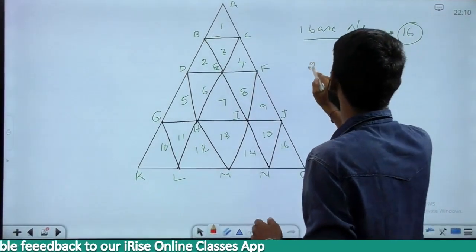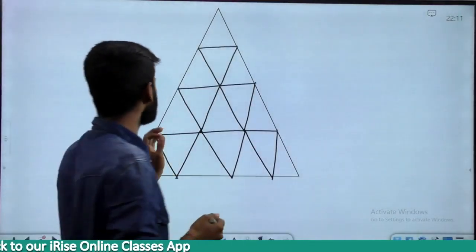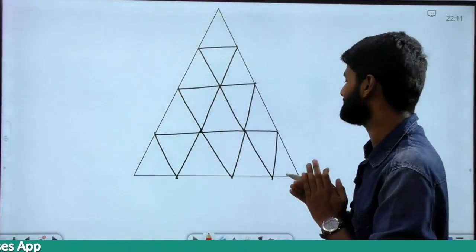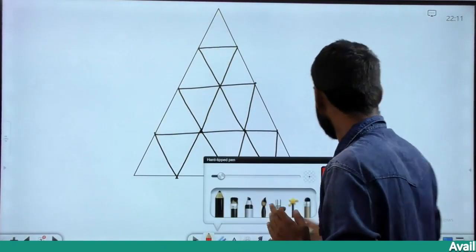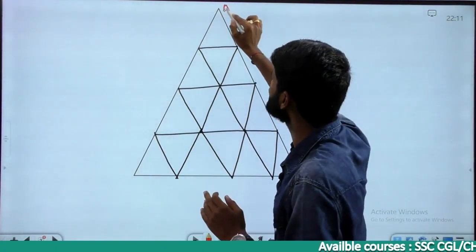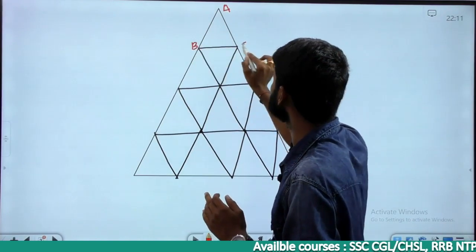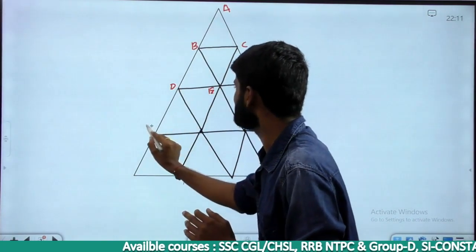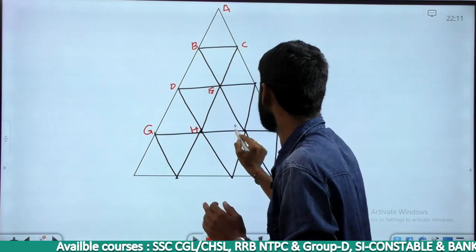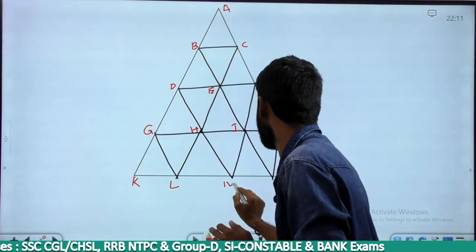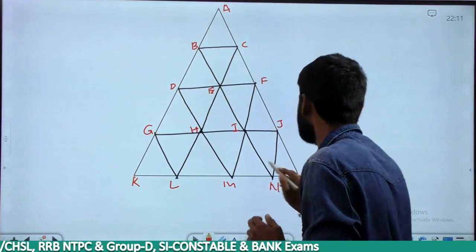Now let's see this question. Find the total number of triangles in the given figure. We count how many triangles are there in this figure. First of all, I go with manual counting. I give some naming: this is A, B, C, D, E, F, G, H, I, J, K, L, M, N and O.